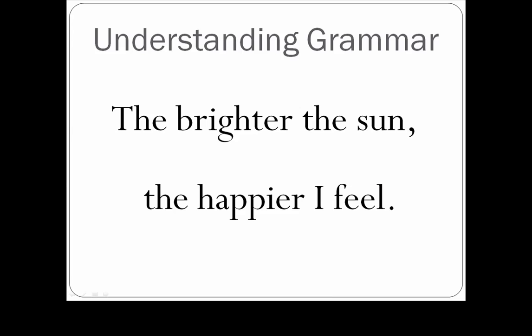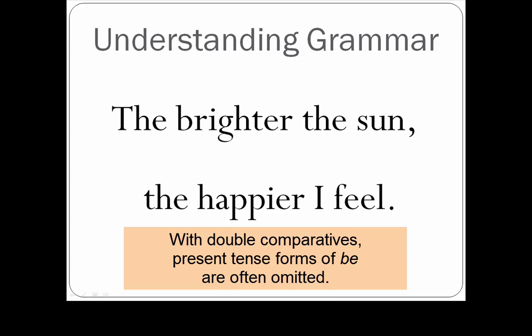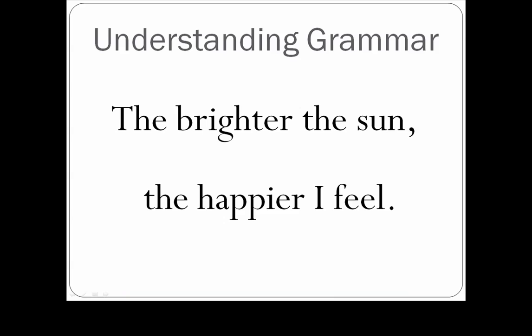If you look back to the first half, where's the verb? It's not written. But can you guess what it is? Do you understand? It's the verb is. This structure allows us to leave out the verb if it's a form of the verb be. It's understood. The brighter the sun, the happier I feel.